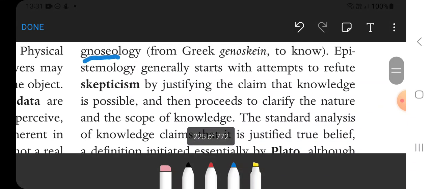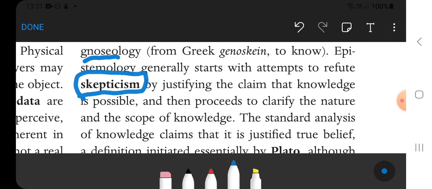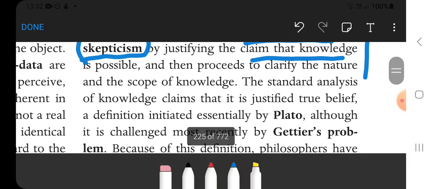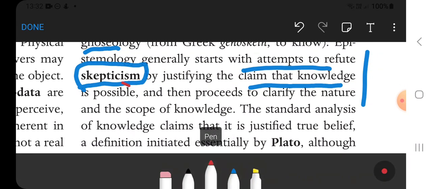Now, epistemology generally starts with attempts to refute skepticism. Well, probably modernist epistemology is focused on skepticism. You can say that, but you can't say it about all types of epistemology. So epistemology generally starts with the attempt to refute skepticism by justifying the claim that knowledge is possible. So instead of defining what knowledge is, it is more focused on the question whether knowledge is possible or not. And that is a hallmark of a certain type of modernist epistemology, but not every type of epistemology. And then proceed to clarify the nature and the scope of knowledge, that is, if knowledge is possible.